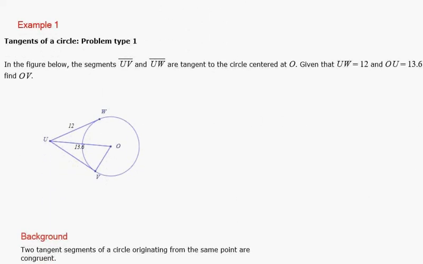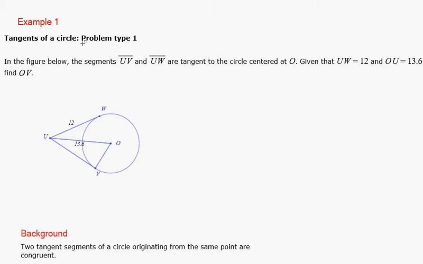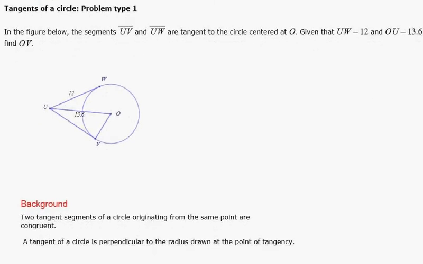What we're going to do in this video is look at using tangents of a circle to solve certain kinds of problems. So what we have here is a circle. It looks like it's centered at O, and we have two tangent lines. See how it just barely touches like that. And then this one is tangent as well.